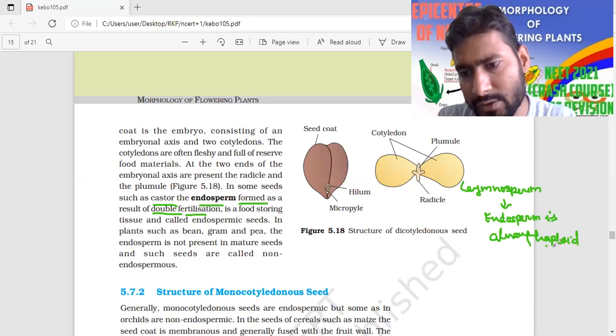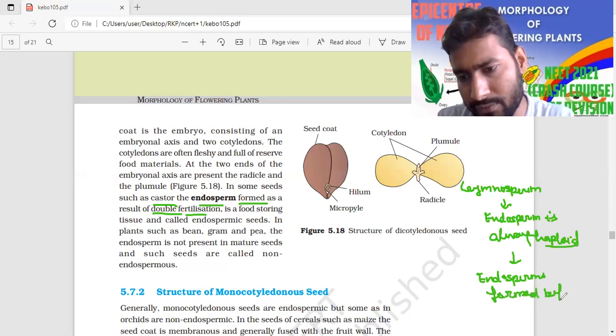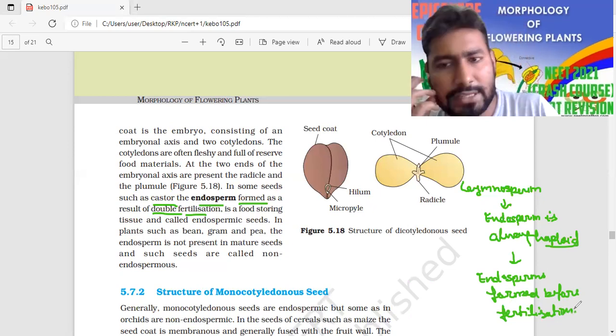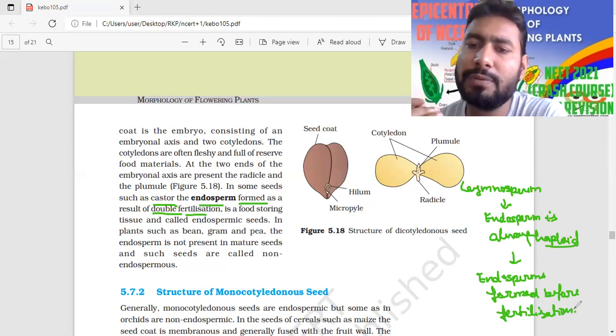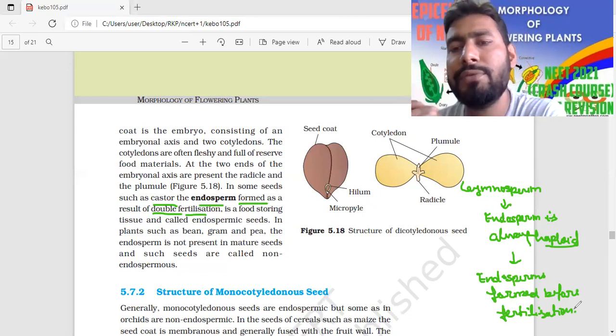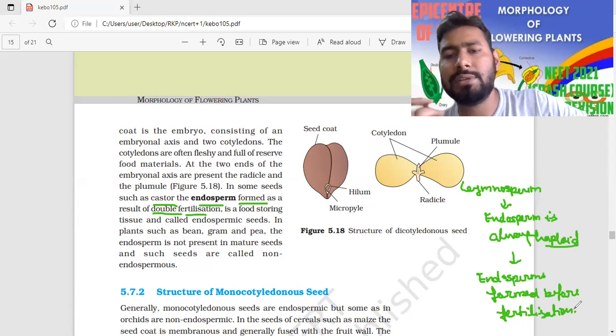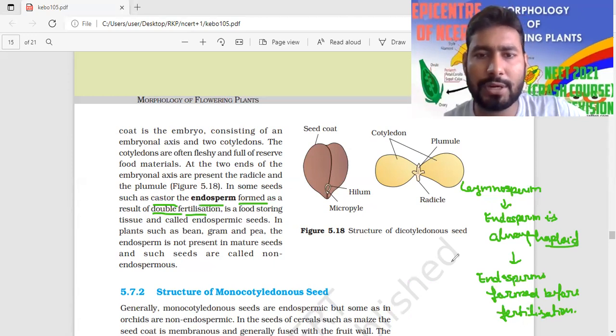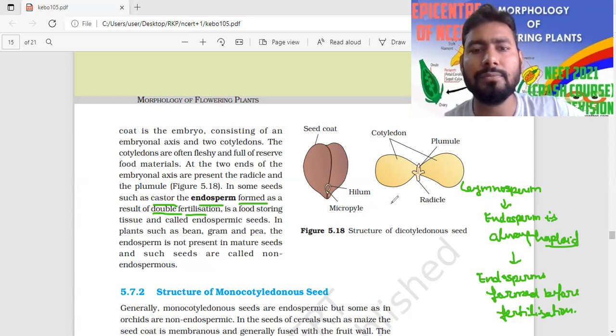Why? Because the endosperm is formed before fertilization. Clear? This endosperm forms before fertilization. So in this way, in gymnosperm the endosperm is always haploid, but in angiosperms it will be triploid, because in gymnosperm it forms before fertilization and in angiosperm after fertilization. So this is a very important concept. I think you understand.